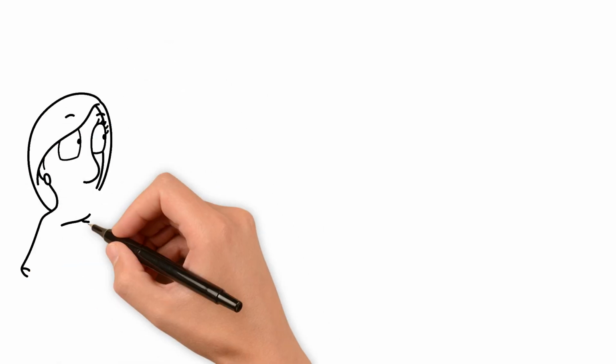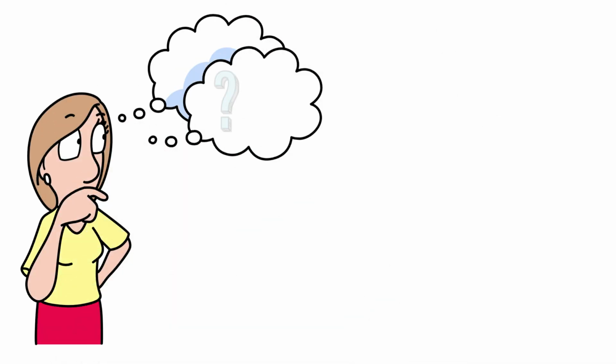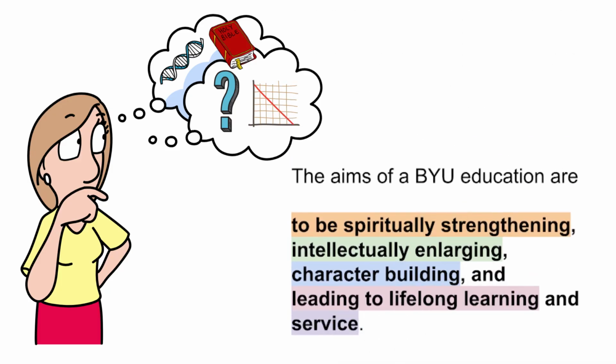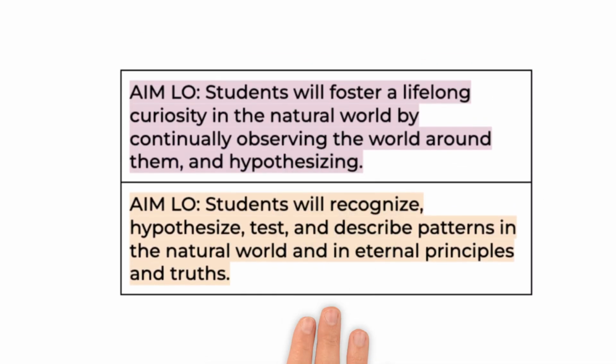This line of thinking led me to realize that I can create additional learning outcomes focused on helping my students develop curiosity and the ability to recognize and test patterns not just in science, but in spiritual contexts as well. This aligns with the BYU AIMS goal of promoting lifelong learning and being spiritually strengthening. A potential lifelong learning outcome in this context might be, students will foster a lifelong curiosity in the natural world by continually observing and making hypotheses about the world around them.